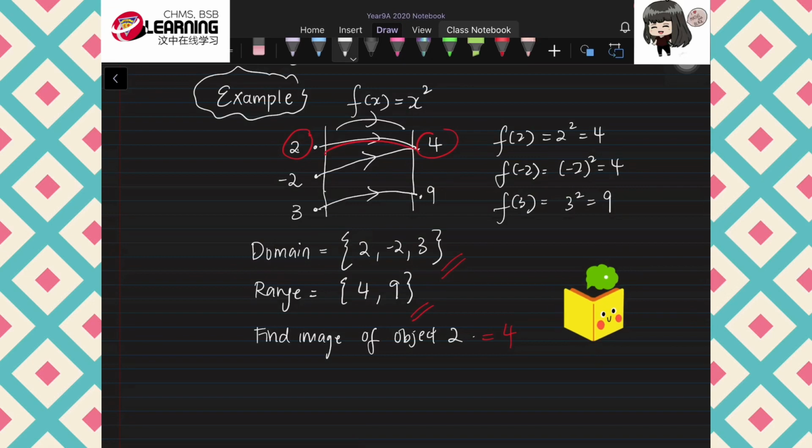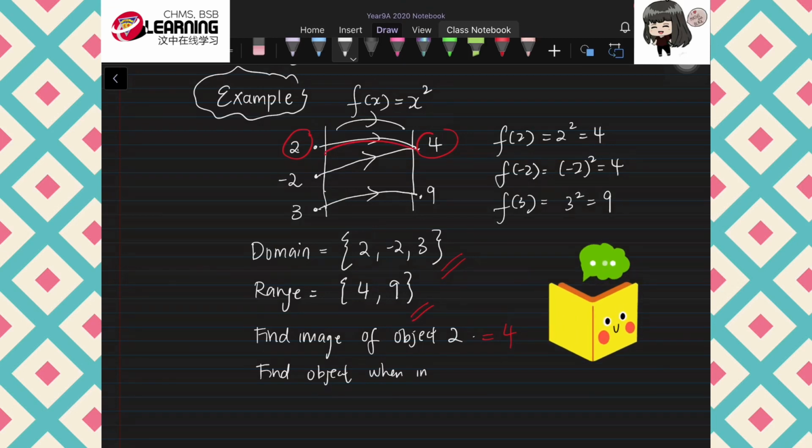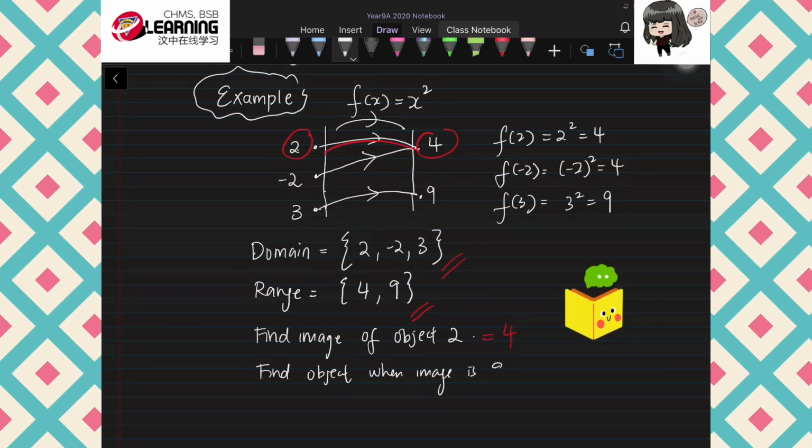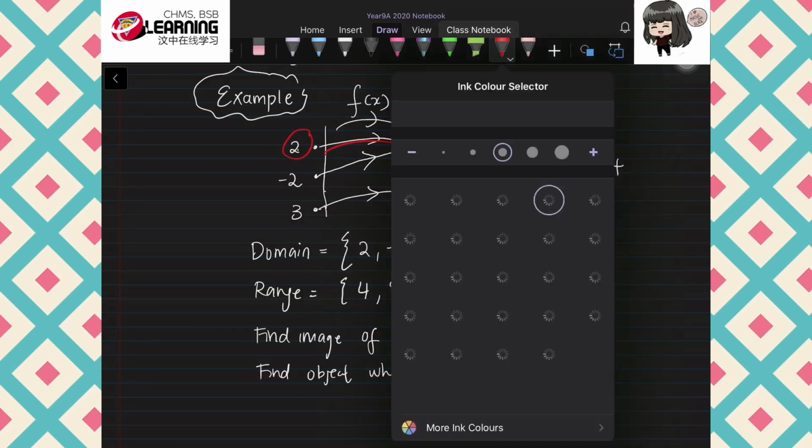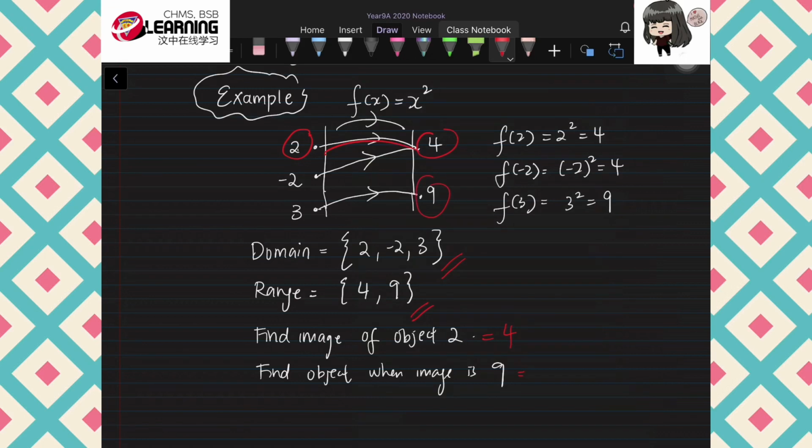Okay, or find the object when the image is 9. Okay, so find the object when the image is 9. The answer is 3.